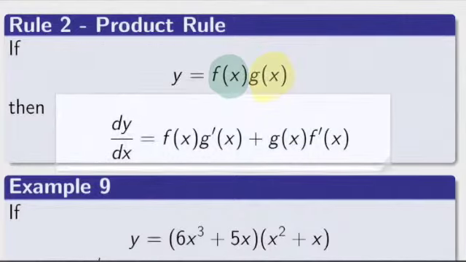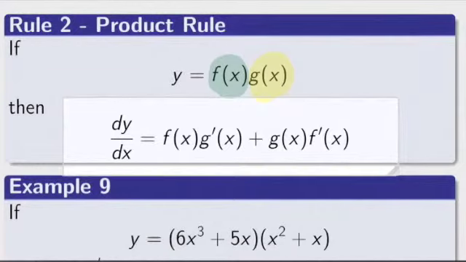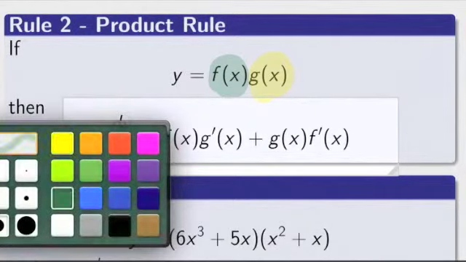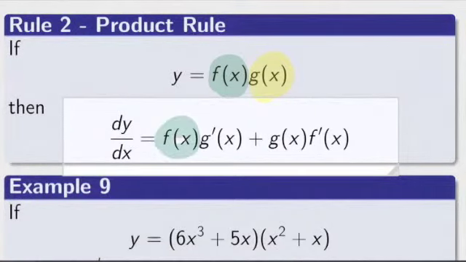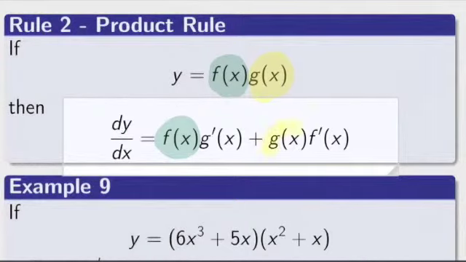Then the derivative of y with respect to x can be written as the first function multiplied by the derivative of the second function, plus the second function times the derivative of the first function.